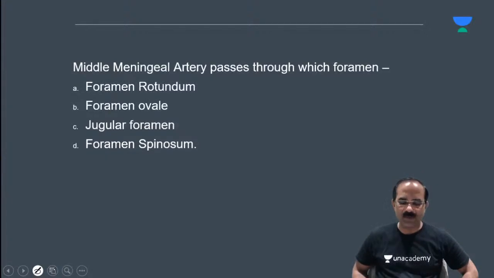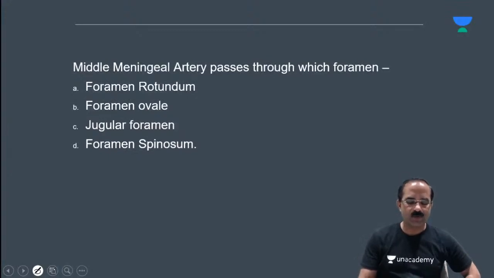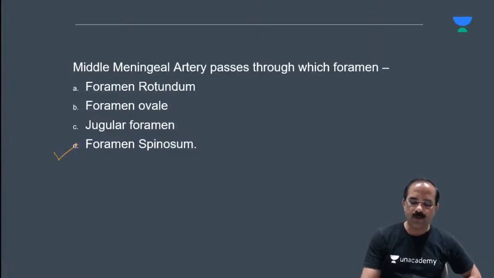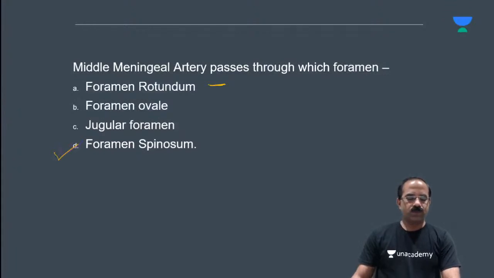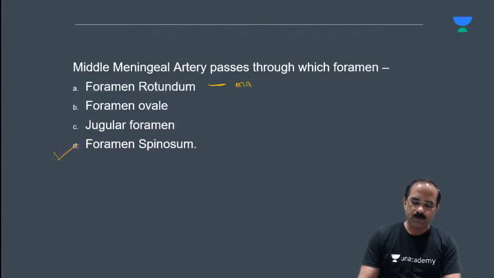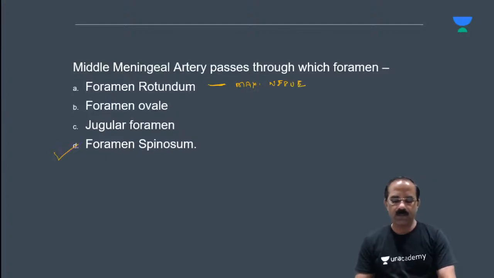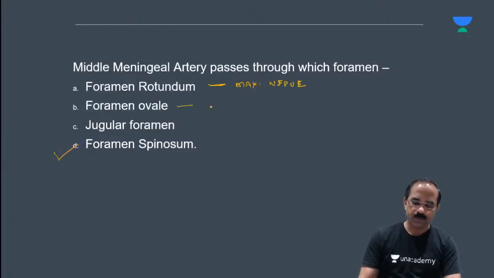Middle meningeal artery, बच्चा. Middle meningeal artery is not foramen ovale. Middle meningeal artery passes to which foramen? That's the foramen spinosum. Middle meningeal artery passes to the foramen spinosum. Tell me, what passes to the foramen rotundum? Can anyone answer this? Foramen rotundum? What passes to the foramen rotundum? Maxillary nerve. Maxillary nerve goes to the foramen rotundum.